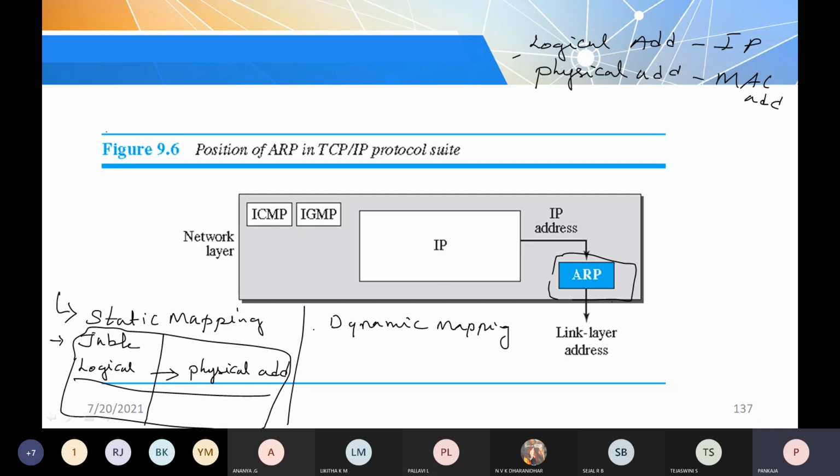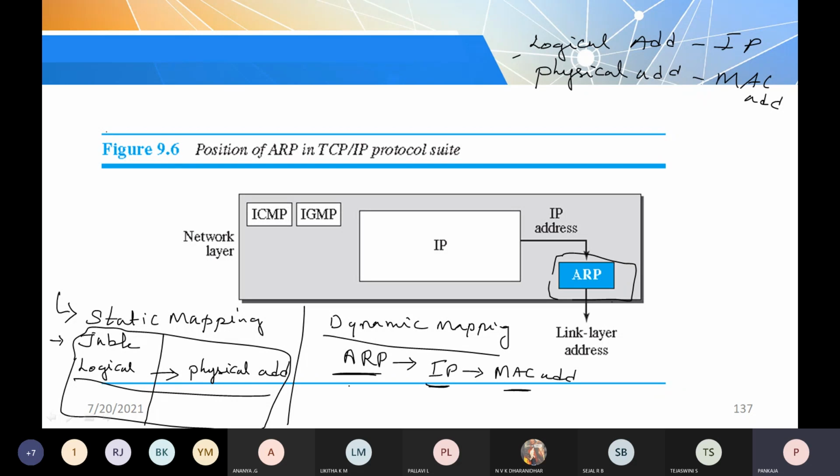But in the case of dynamic mapping, no table is maintained. As and when a particular device wants to send data, if it wants to know the physical address knowing the logical address, then it can use a protocol called ARP. What is the function of this ARP protocol? Knowing the IP address, it will find out the corresponding MAC address of the device. Knowing the logical address, the physical address of the device can be found using this ARP protocol.